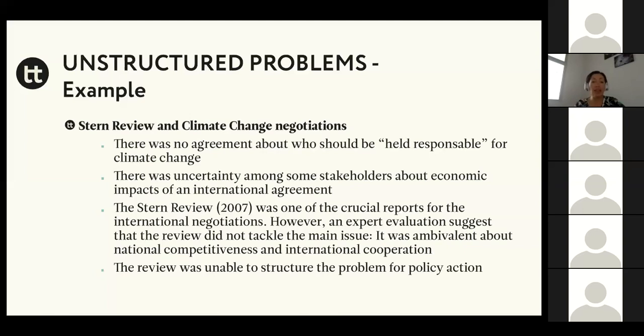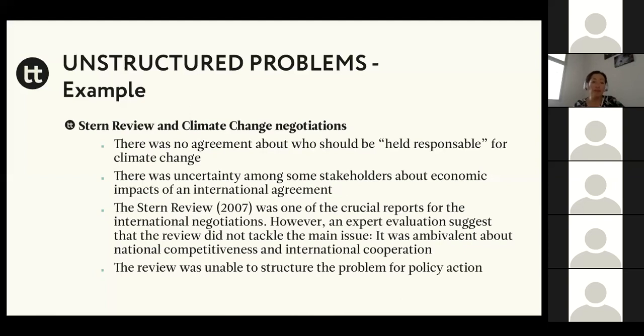And it did not really tackle the main issue of the negotiations, right? It was very ambivalent. It didn't really help structure the problem to allow policy action to occur.